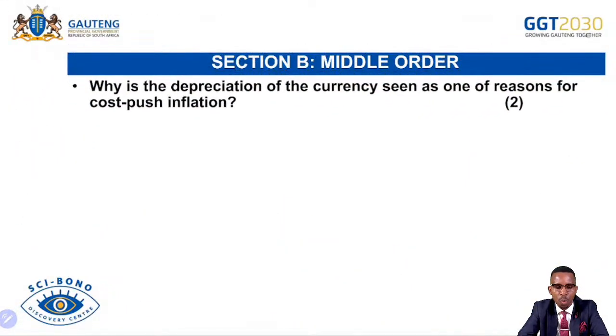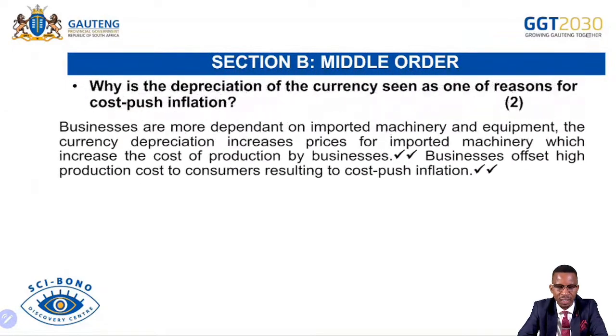And then we continue. Why is the depreciation of the currency seen as one of the reasons for cost push inflation? Remember, when the currency depreciates, it loses its value. So our local businesses normally buy or import machines from foreign countries because we are not good in capital. So as our currency loses value or depreciates, that simply means imports will be relatively expensive to the South African economy. For that sake, a business will be buying machines and equipment at a higher cost, leading to them producing at a higher cost and selling at a higher cost, because machines are expensive, caused by the weak currency or depreciation of the South African rand.